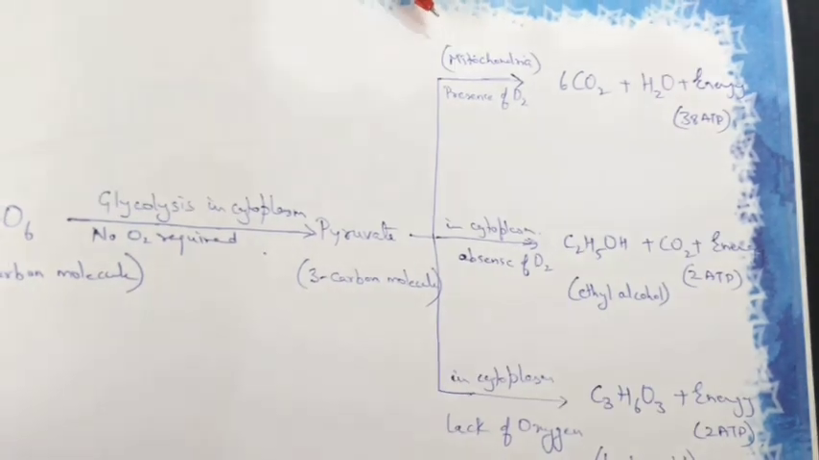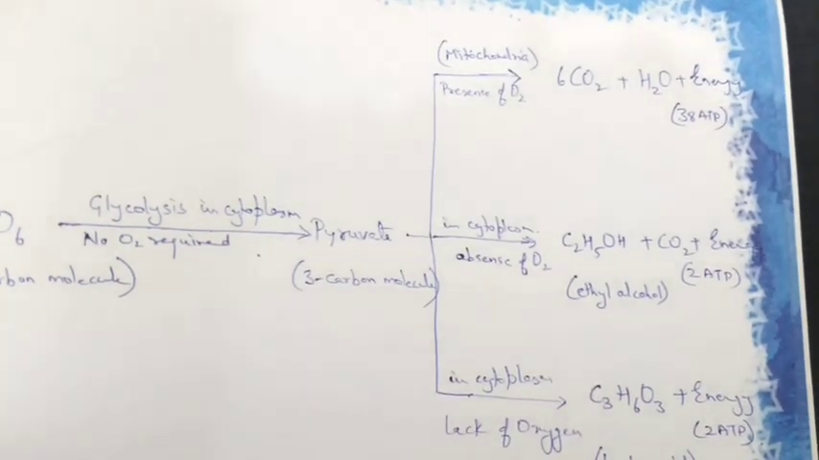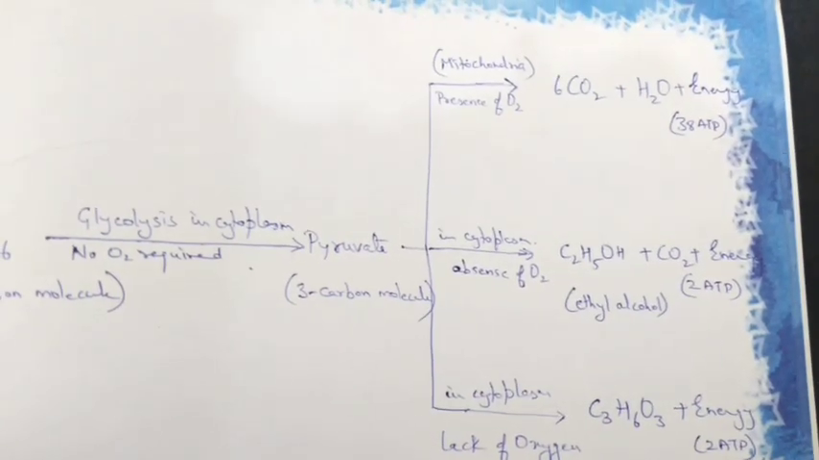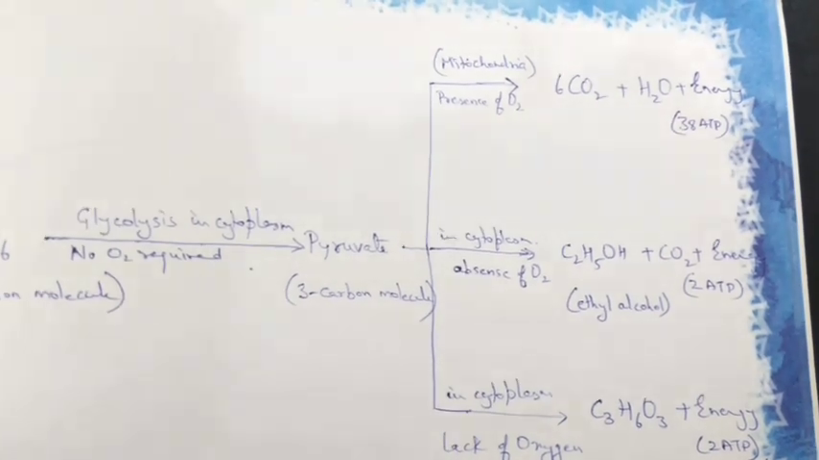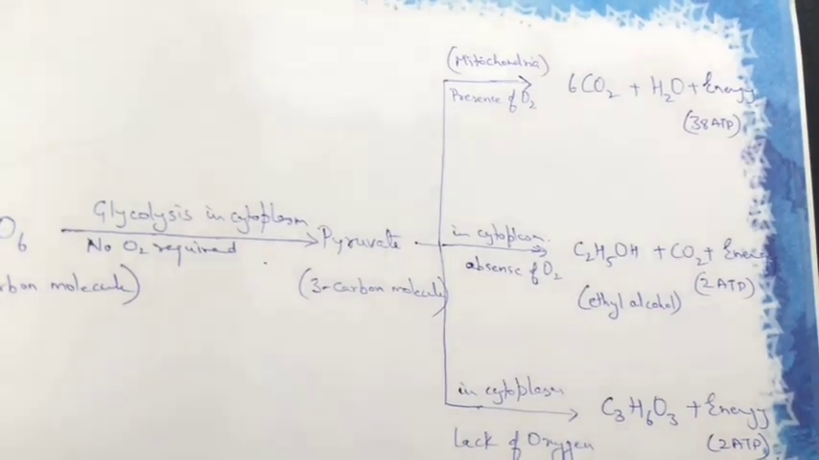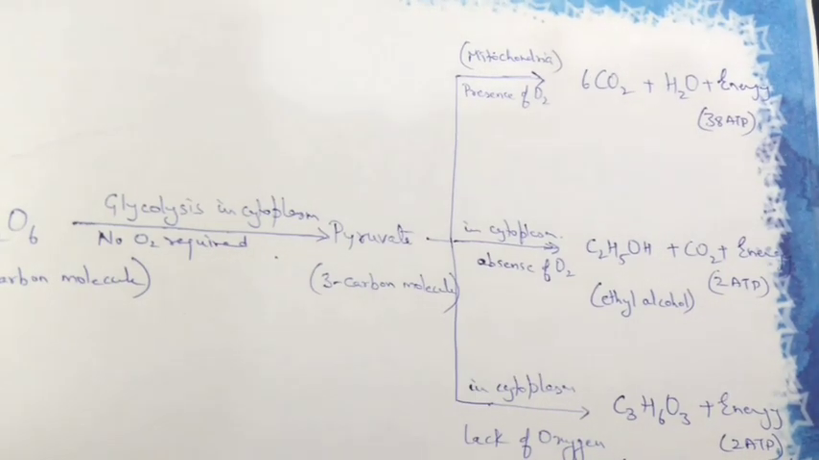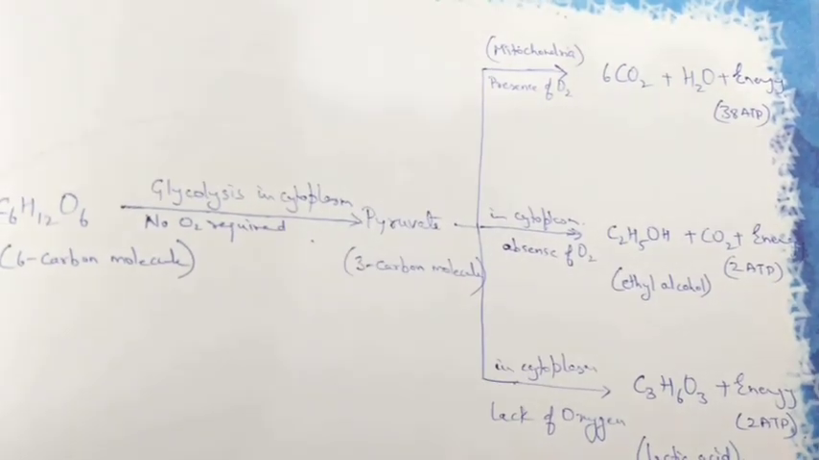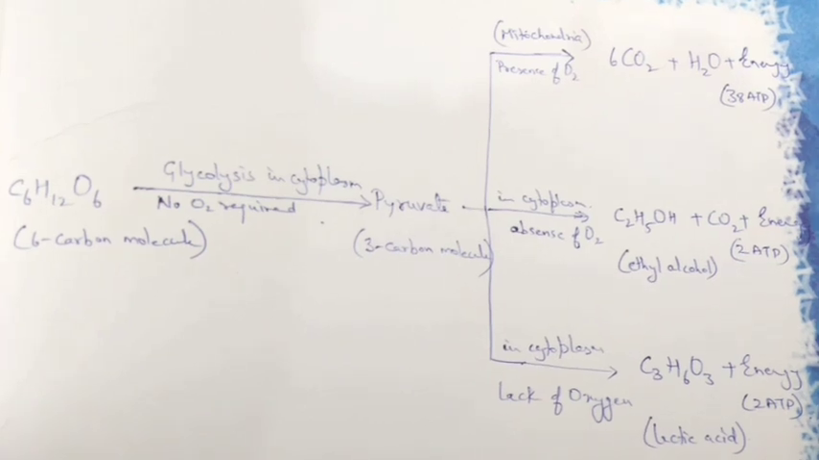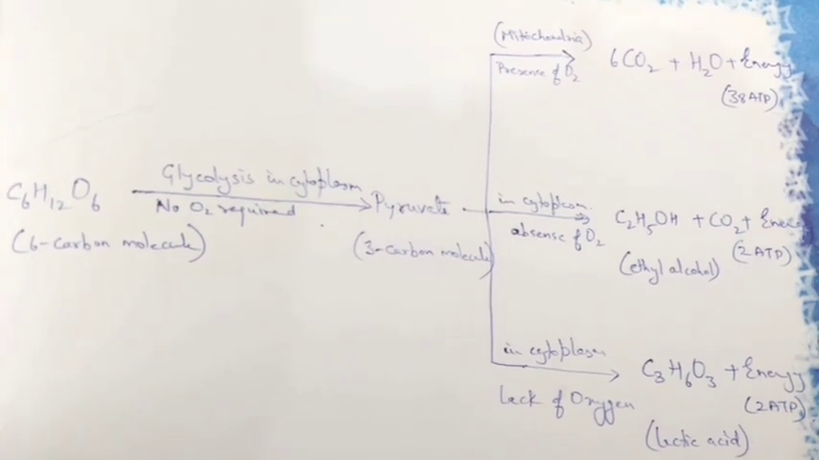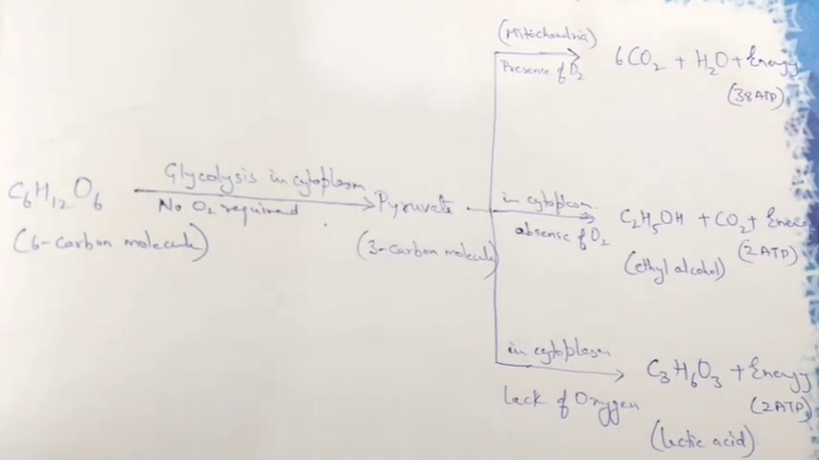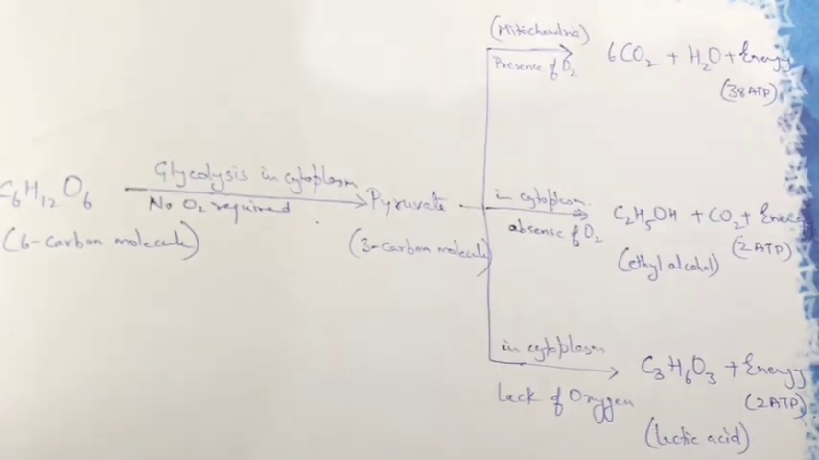First, let us consider the situation when we have an ample amount of oxygen. If sufficient oxygen is available, each pyruvate molecule enters the mitochondria, where it is completely oxidized to produce carbon dioxide, water, and 38 molecules of ATP, that is the energy molecules, right?